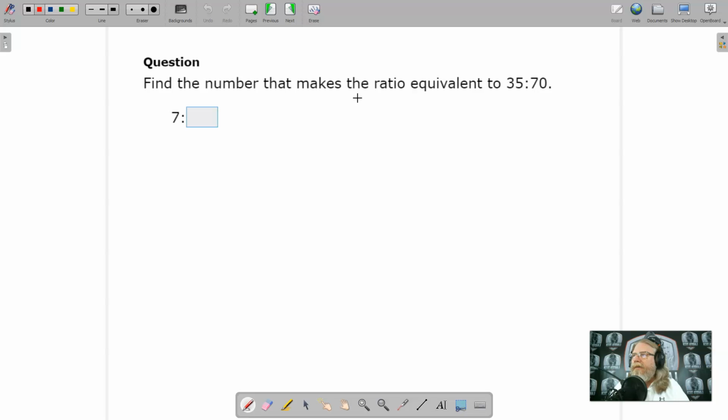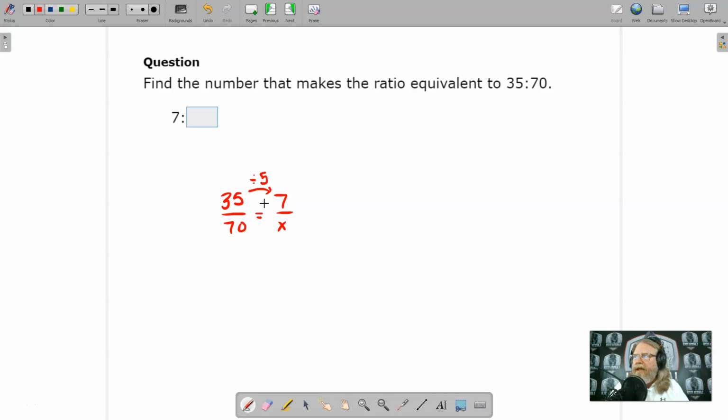On the next one, find the number that makes the ratio equivalent to 35 to 70. We're going to set that equal to 7 over x. Notice this time the number is getting smaller, lesser in value. The value is actually decreased. So instead of multiplying, we're dividing, correct? And what are we dividing by? Well, 35 divided by some number equals 7. Well, that number is 5.